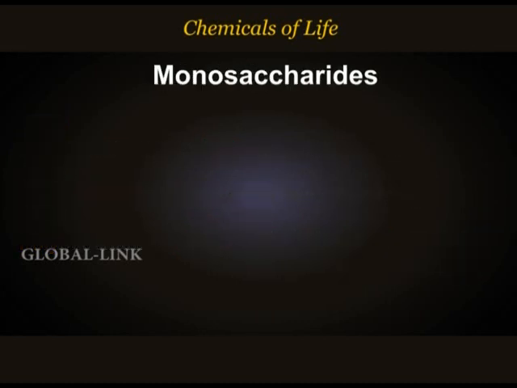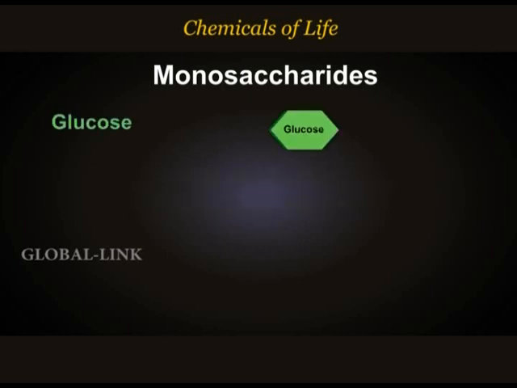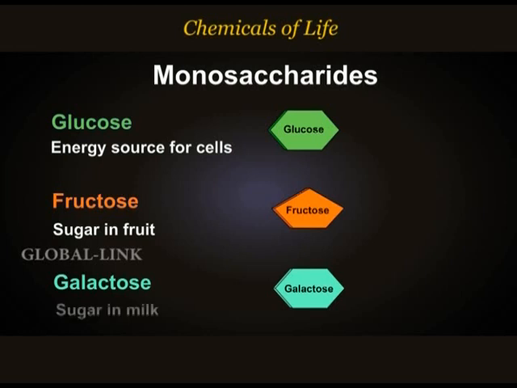Monosaccharides. Monosaccharides are the building blocks or monomers of all carbohydrates. Common monosaccharides include glucose, fructose, and galactose. Glucose is by far the most abundant monosaccharide. It is the energy source for cellular respiration and ATP production. Fructose is the primary monosaccharide found in fruit and cane sugar. Galactose is the primary monosaccharide in milk.